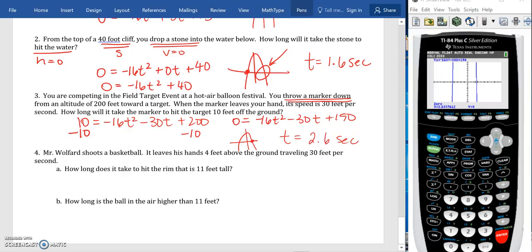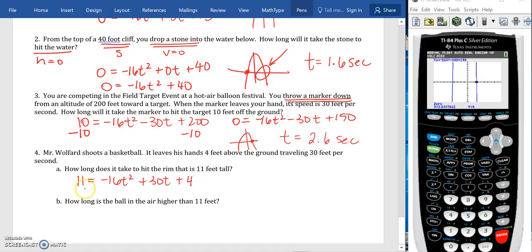All right, so here we go. We've got one more to do together. Same thing, I would like you to hit pause. I want you to try and get it set up and then check with me. So everybody press pause. Okay, so if we look at the model that I've set up, it says Wolford shoots a ball. It leaves his hand at 4 feet. That's the initial height, traveling with a velocity of 30 feet per second. The first question says, how long does it take to hit the rim at 11 feet?